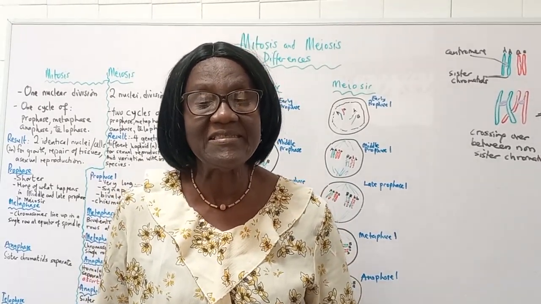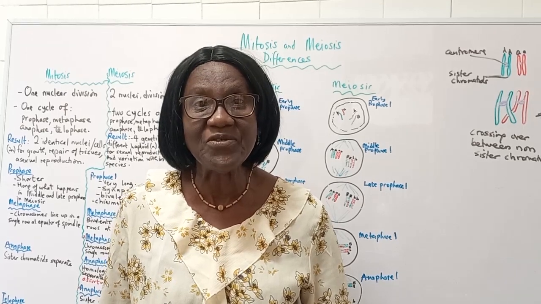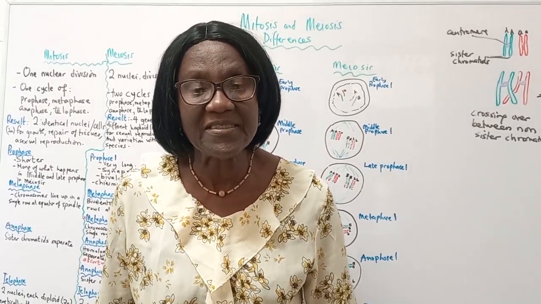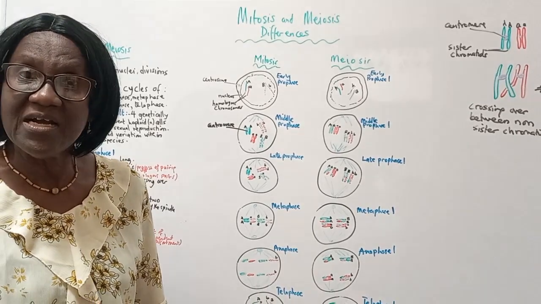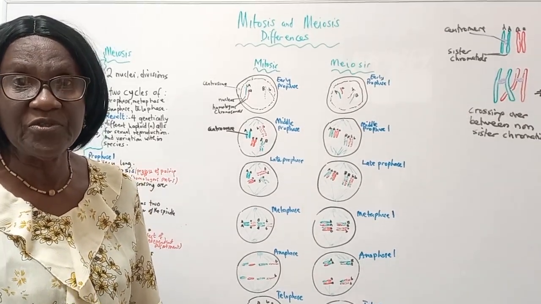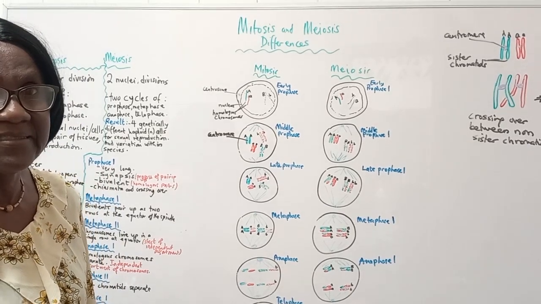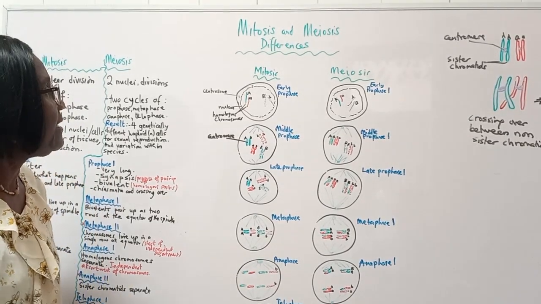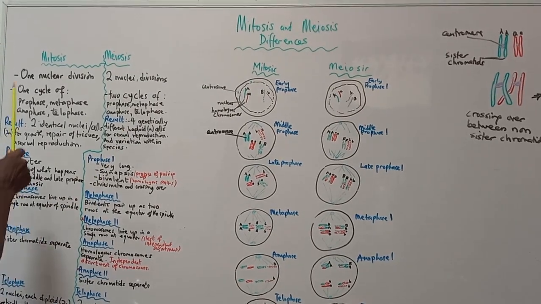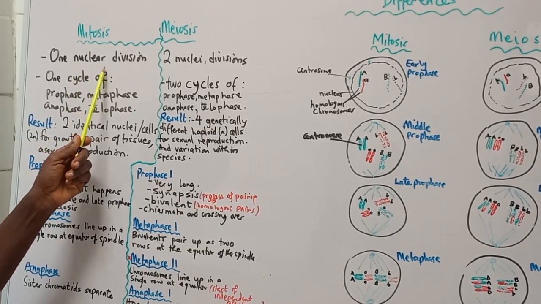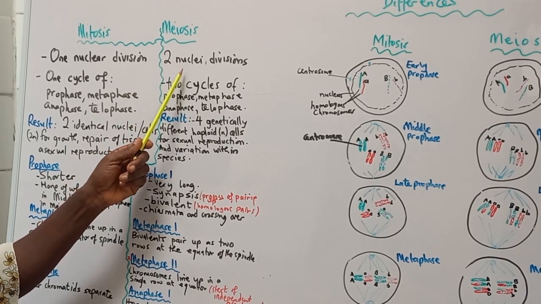Today we are looking at differences between mitosis and meiosis. It will be very useful if you understand chromosome structure and then homologous chromosomes. Please check my lessons on these. Now, mitosis and meiosis differences. Mitosis, one nuclear division. Meiosis, two nuclear divisions.